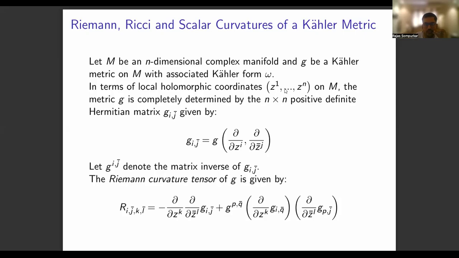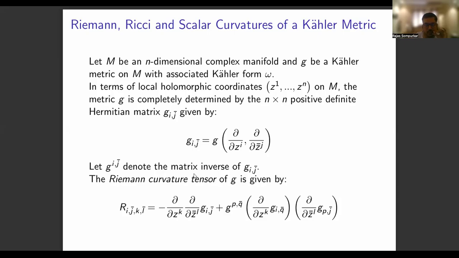So Z1 up to Zn are local holomorphic coordinates, and then we will have the holomorphic vector fields and anti-holomorphic vector fields, which are del by del Zi and del by del Zj bar. So we simply take G of this pair and we call it Gij bar. Then it will turn out that this Gij bar, G subscript I comma J bar, will be a positive definite Hermitian matrix, and this is what is called the Hermitian matrix of the Kähler metric. So this Gij bar is a positive definite Hermitian matrix.